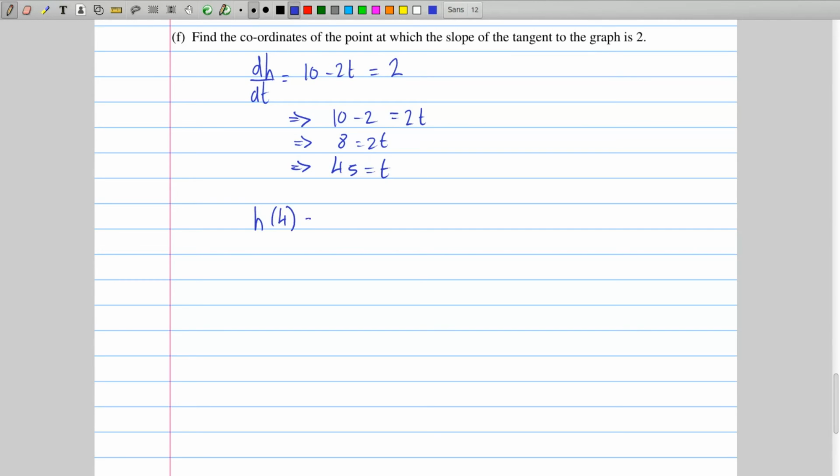h of 4 is given by 10 times 4 minus 4 squared. That's 40 minus 16, which is 24. And so the coordinates of the point are 4, 24.